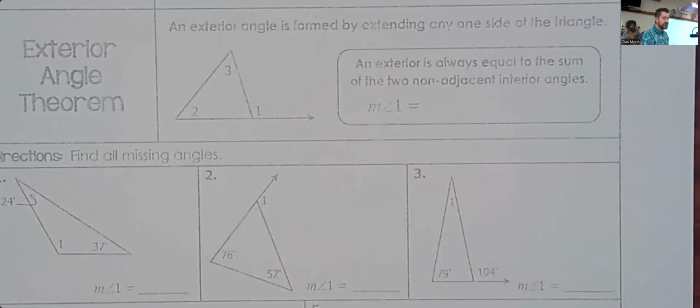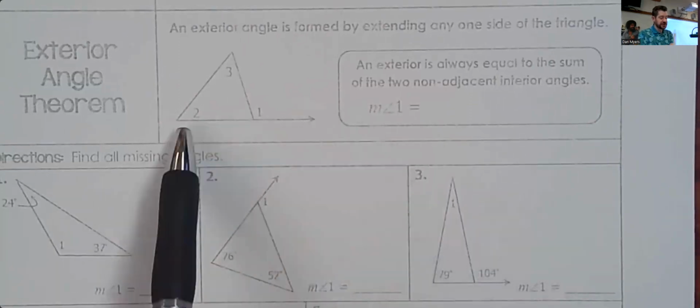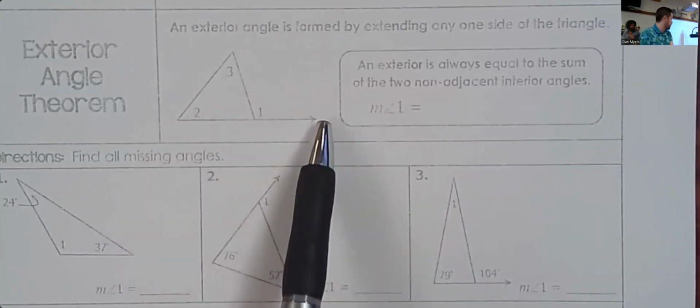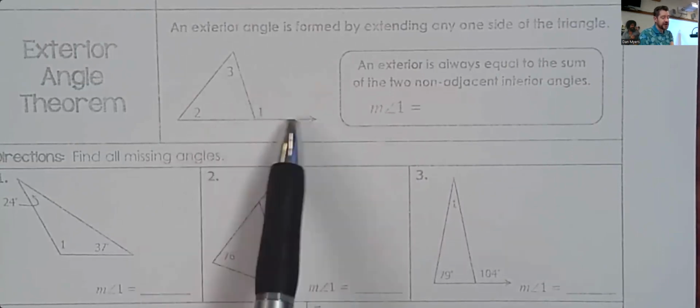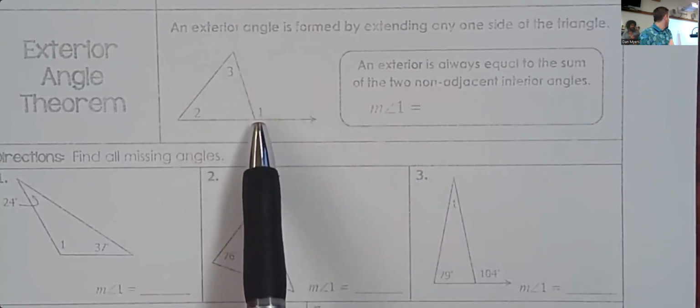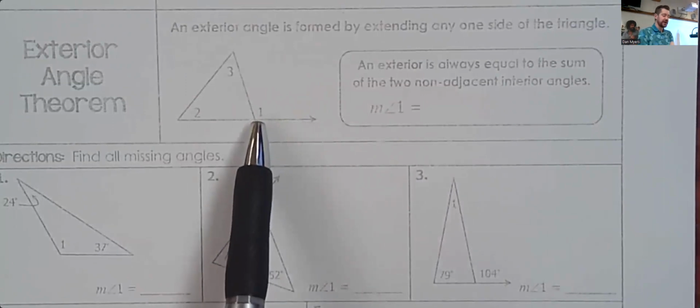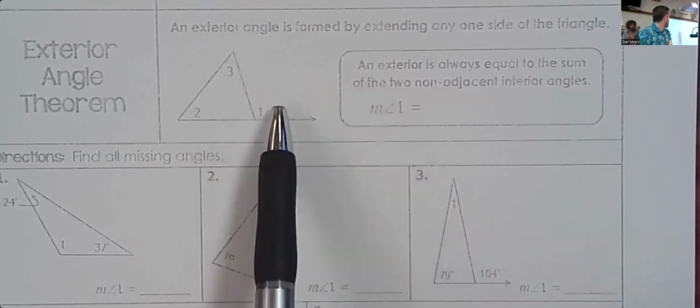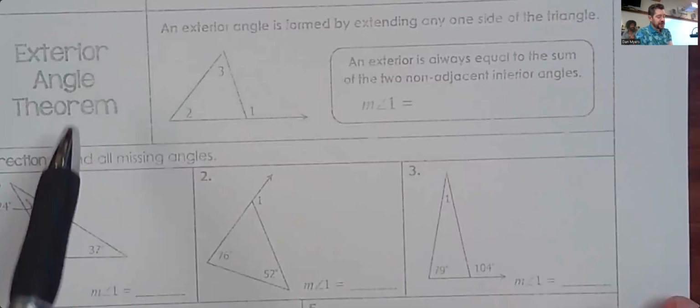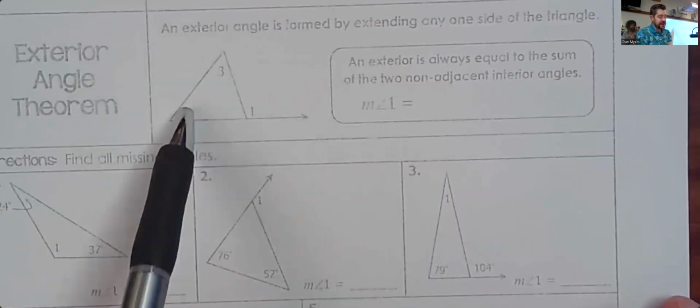What that means is you can draw any triangle, and if you extend one of the sides of that triangle, like if you just keep drawing it past the point where it meets for the angle inside, you get an angle on the outside. That's known as an exterior angle because it's outside of the triangle. And this angle here is always equal to the two interior angles that are not right next to it.